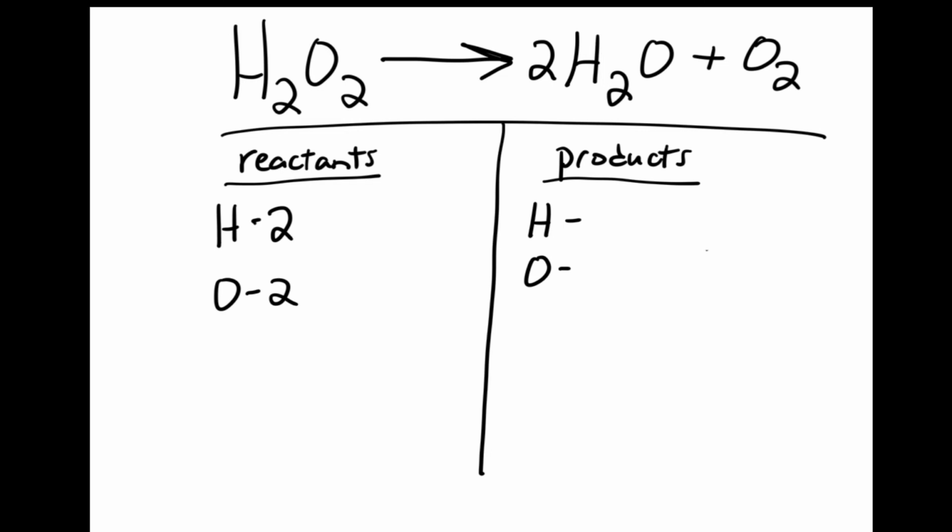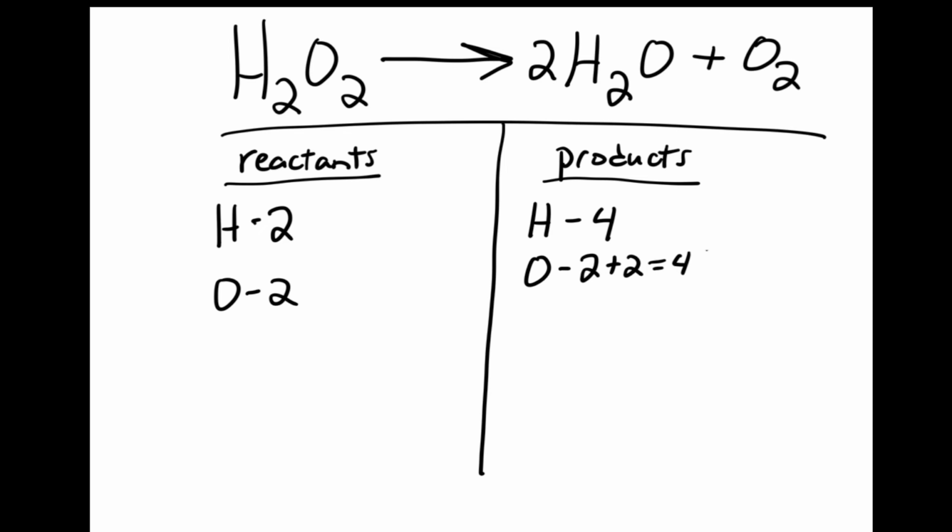So now I've got 2 hydrogens times 2, so 2 times 2 is 4. And then I've got 2 times 1, because I'm dealing with the water molecule here, so 2 times 1 is 2. And then I've got the O2, which is another 2, and that gets me 4. Okay, so now let's go over here and see what we've got.